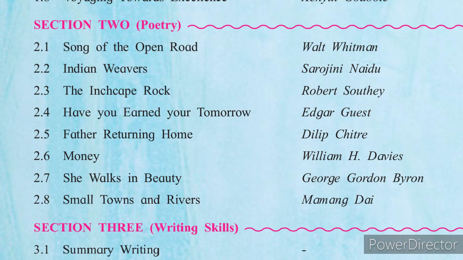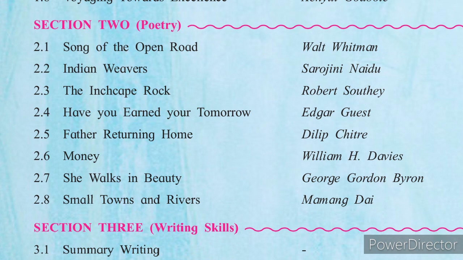Section 2 is all about poetry, that is poems. The first poem is Song of the Open Road by Walt Whitman. The second is Indian Weavers by Sarojini Naidu. The third is The Inchcape Rock by Robert Southey. The fourth one is Have You Earned Your Tomorrow by Edgar Guest. The fifth one is Father Returning Home by Dilip Chitre.